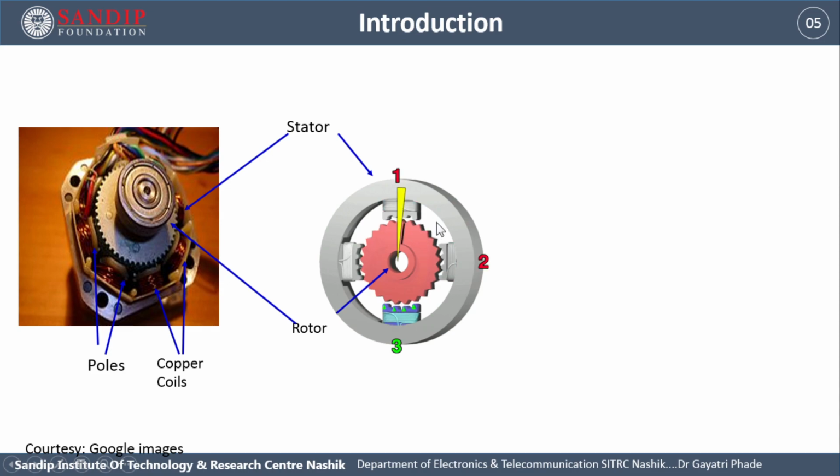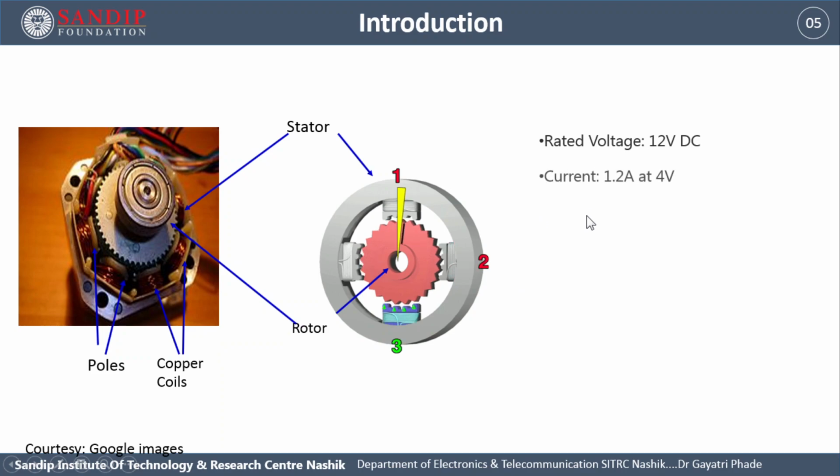So here are the poles around which the copper coils are wound. We are going to energize these copper coils one by one so that the rotor can move in a particular step. As this rotor moves in particular steps, it is called a stepper motor.